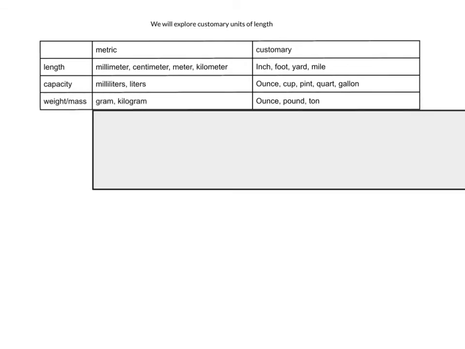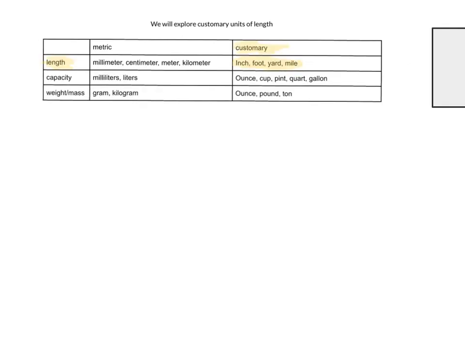Finally, when we measure weight or mass, in the metric system, we use grams and kilograms, and sometimes milligrams. And for the customary system, we use ounces, pounds, and tons. So today we're going to focus on customary units of length. So inches, feet, yards, and miles.